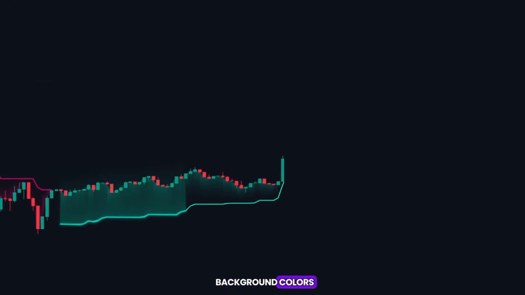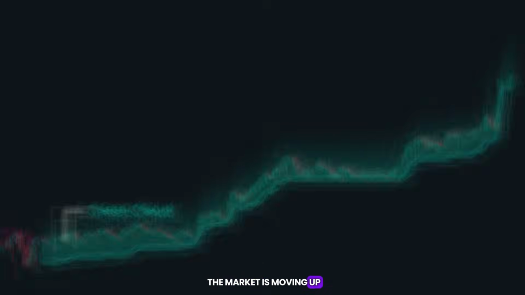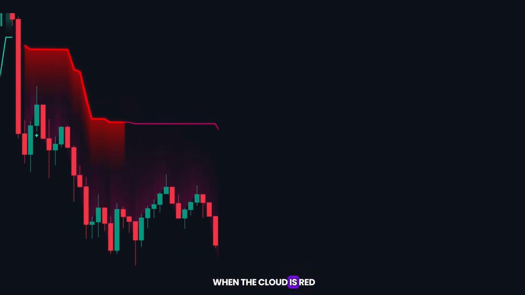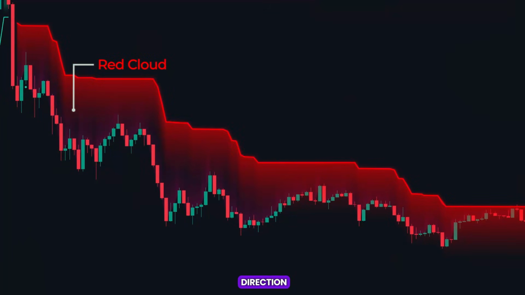First, look at the background colors. This is the trend cloud. When the cloud is green, the market is moving up. You should look to buy. When the cloud is red, the market is moving down. You should look to sell. It tells you the market direction instantly, so you never trade against the trend.